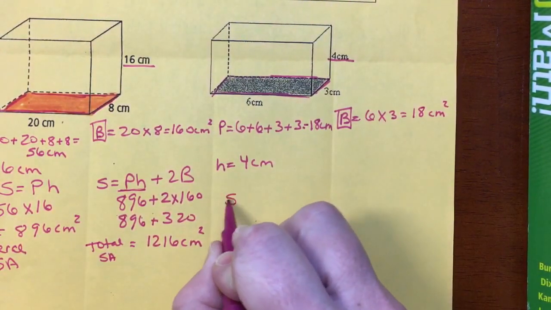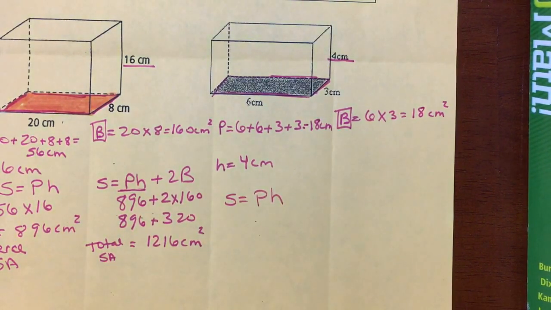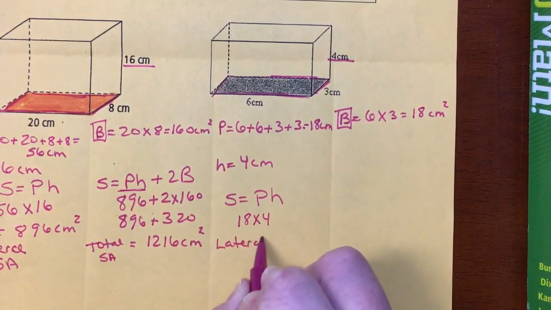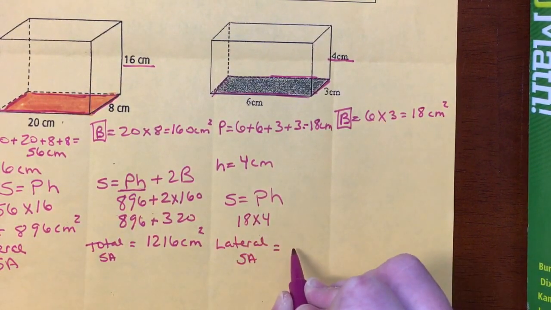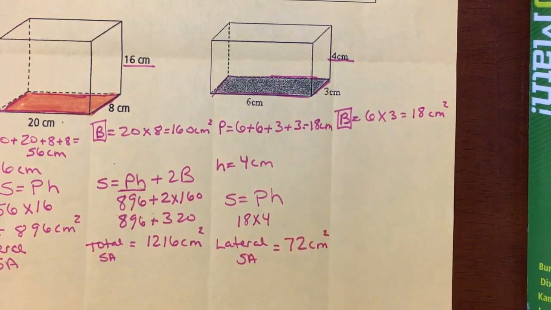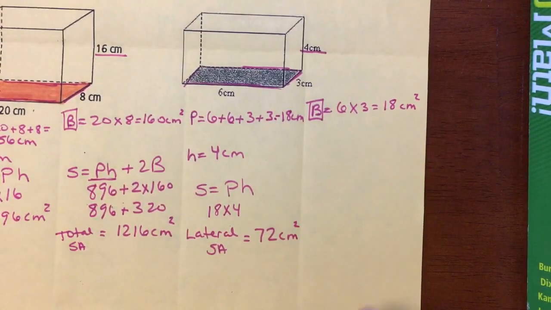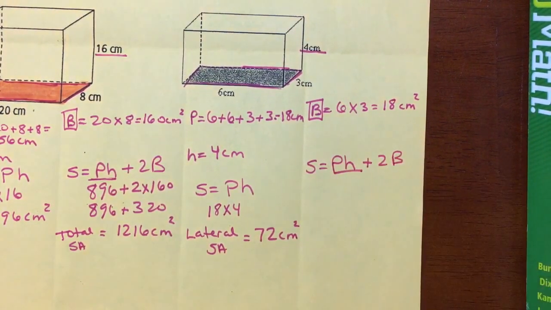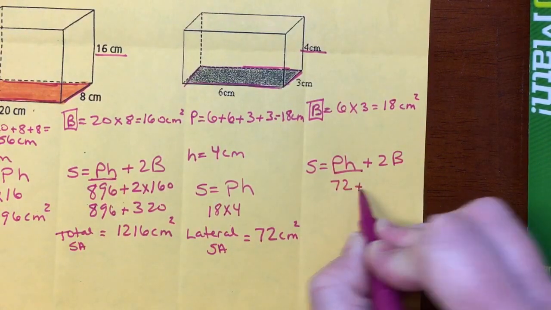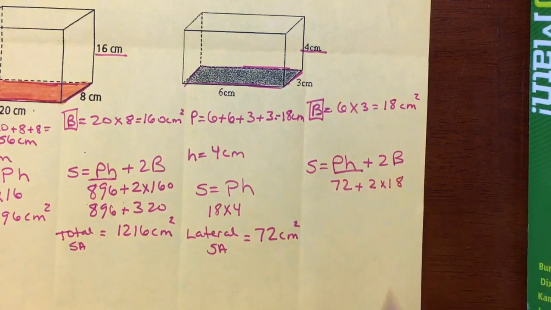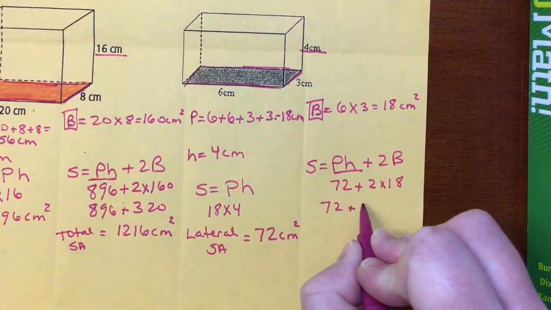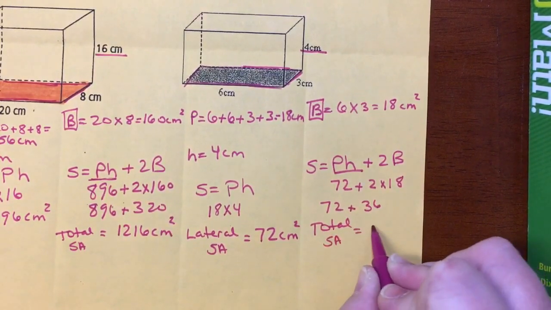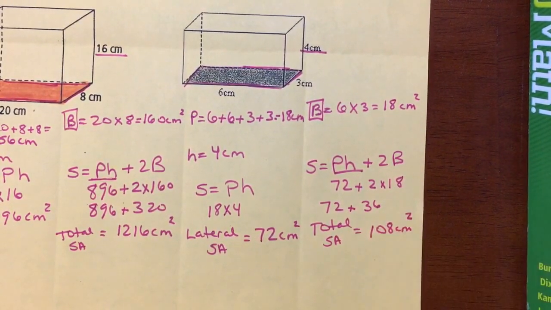To find the lateral surface area, it's perimeter of the base times the height, and that is 18 times 4. So my lateral surface area is going to equal 72 centimeters squared. My total surface area formula starts off the same. We already did that part. That was 72 plus 2 of the bases. So I have 72 plus 36. So my total surface area is 108 centimeters squared.